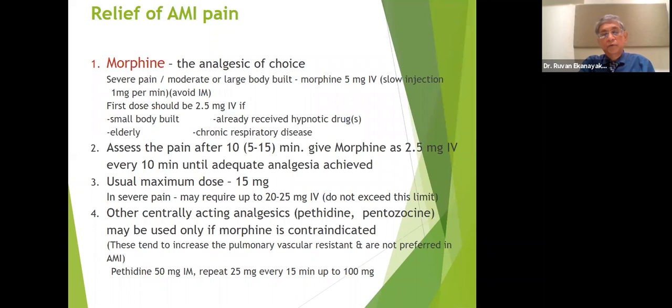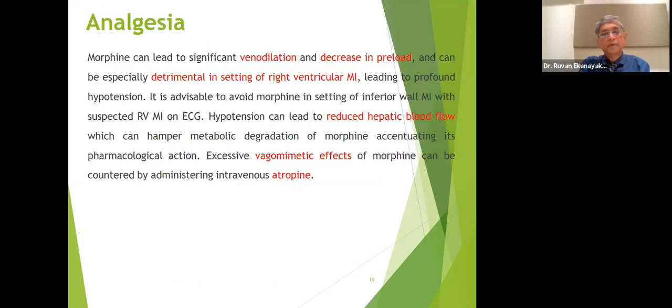Now, when it comes to pain relief, morphine is the drug of choice, and we will not go into the details of the administration, but we have some certain problems. Now, morphine leads to venodilatation and decrease in the preload, which is good, but it is detrimental in the setting of right ventricular myocardial infarction.